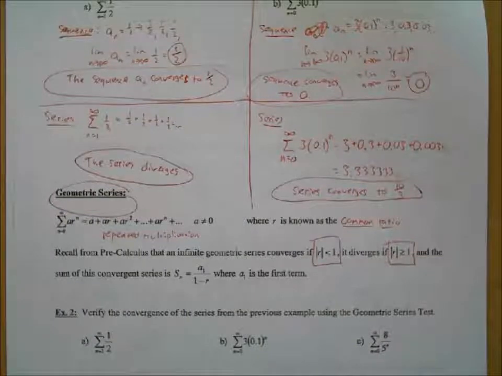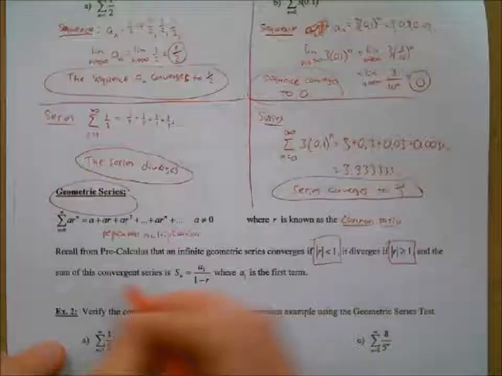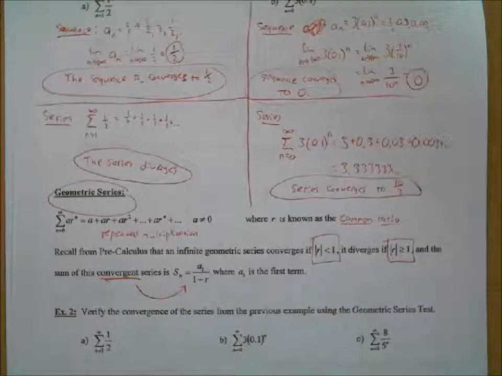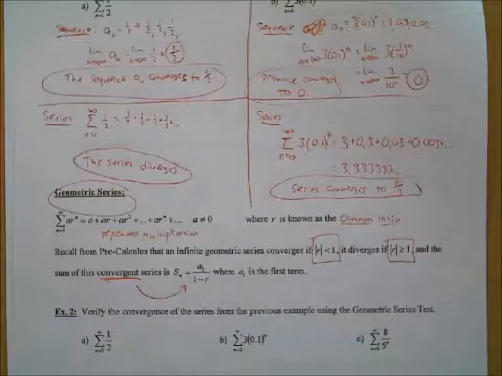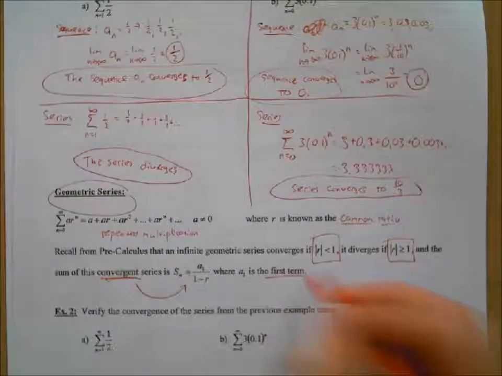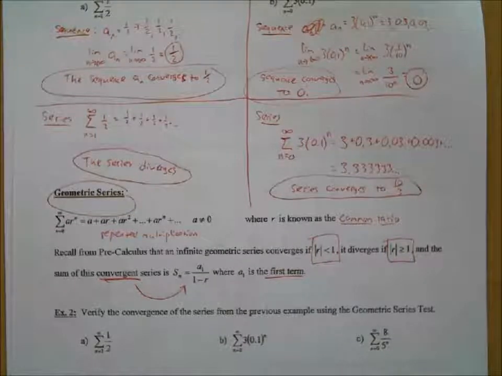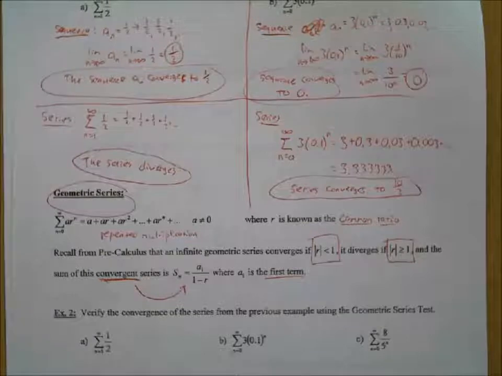And the sum, if it converges, then the sum of the convergent series will be exactly that: the first term divided by 1 minus the common ratio, where a sub 1 is the first term again. So if we can identify a series as being geometric, we can then use that formula as long as the absolute value of the common ratio is less than 1.